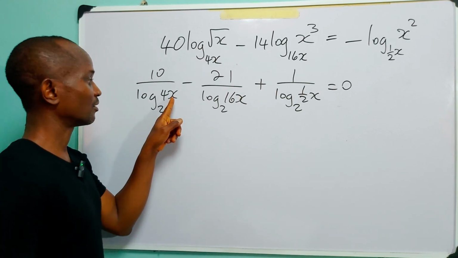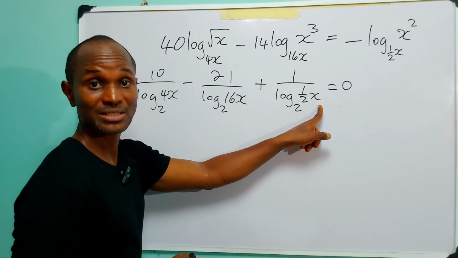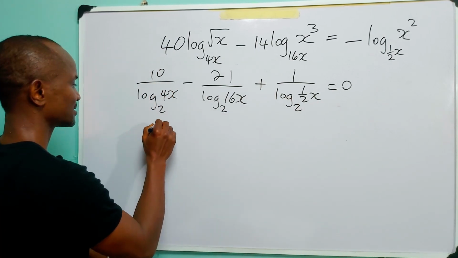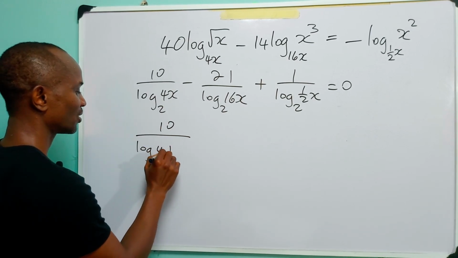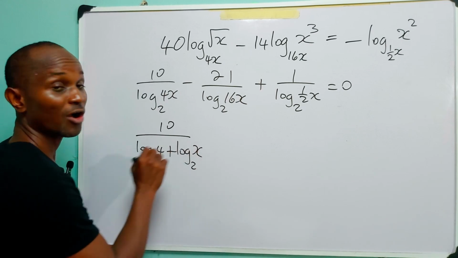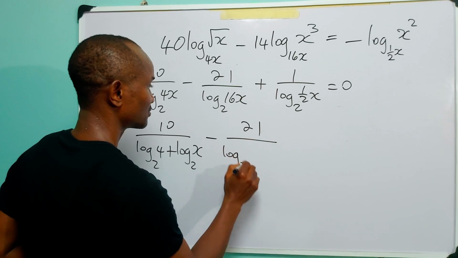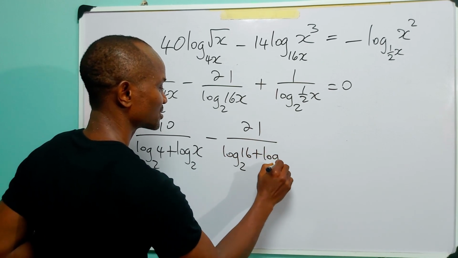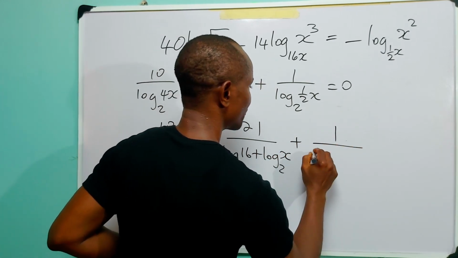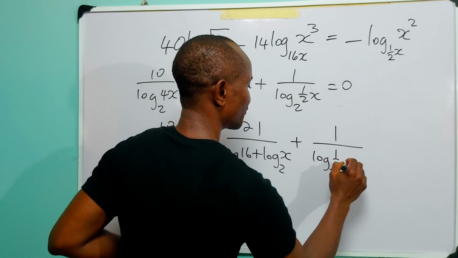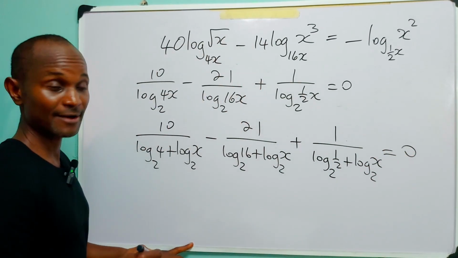Here we have 4 multiplying x, 16 multiplying x, and half multiplying x. So we can write this out as 10 over log₂ of 4 plus log₂ of x, minus 21 over log₂ of 16 plus log₂ of x, plus 1 over log₂ of half plus log₂ of x, is equal to 0.